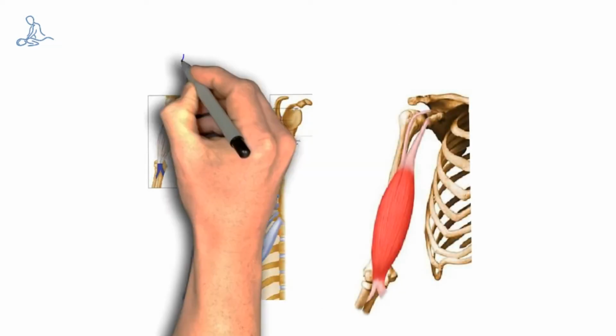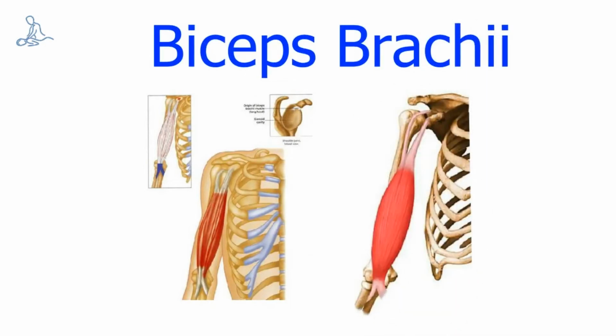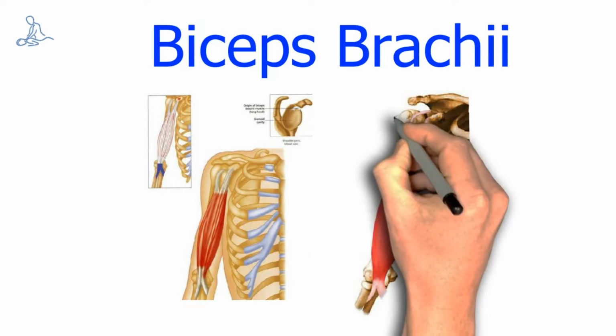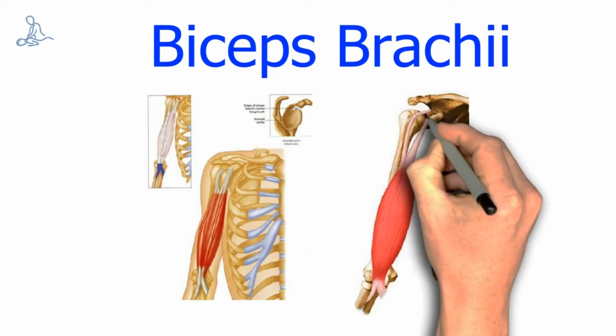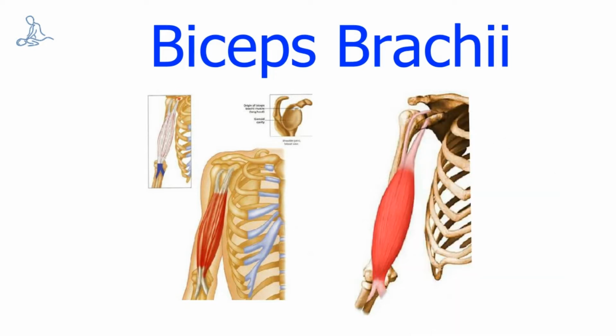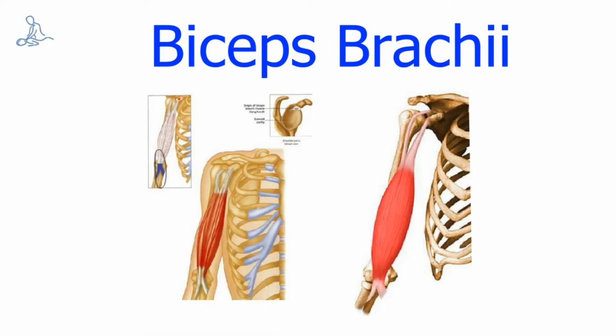Biceps Brachii. The origin of the Biceps Brachii long head is the supraglenoid tubercle of the scapula. The origin of the Biceps Brachii short head is the coracoid process of the scapula. The insertion of the Biceps Brachii is the radial and ulnar tuberosity.